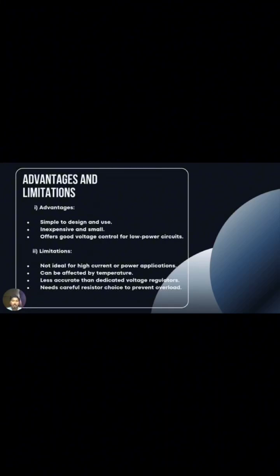So let's talk about the advantages first. One of the advantages is it is simple to design and use. This is because the basic voltage regulation circuit, like using Zener diodes or resistor dividers, doesn't require complex components or advanced design knowledge. Second, it is inexpensive and also small. These circuits use minimal components such as resistors, diodes, or sometimes capacitors, which are cheap and widely available.